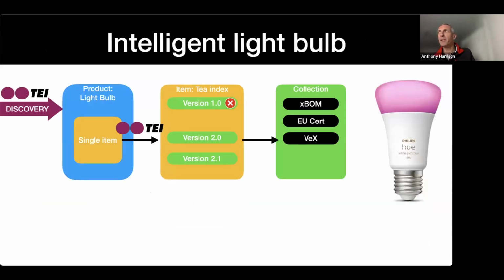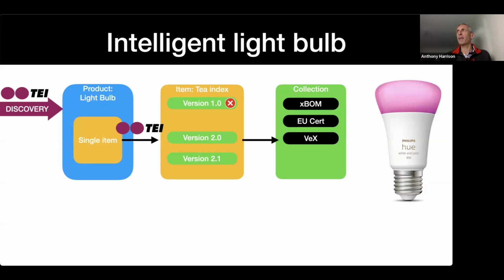So I'm going to do this through a few simple examples. Let's think of a very simple product, an intelligent light bulb. That will have a TAI, which will then point to the T index. And the T index will have a list of versions that product will have gone through. And then from each version, that will link to the collection of the artifacts relevant to that version.